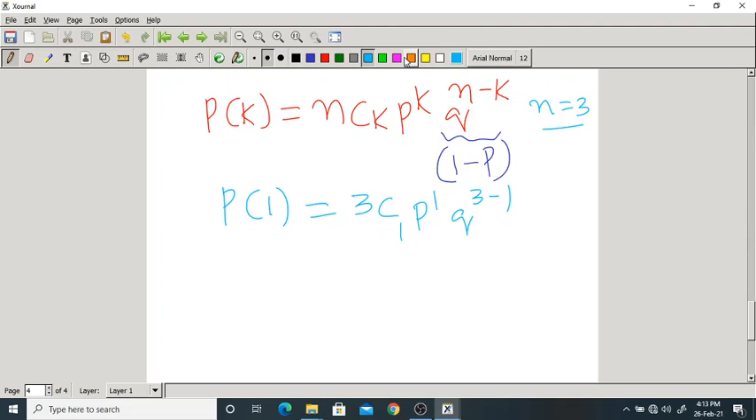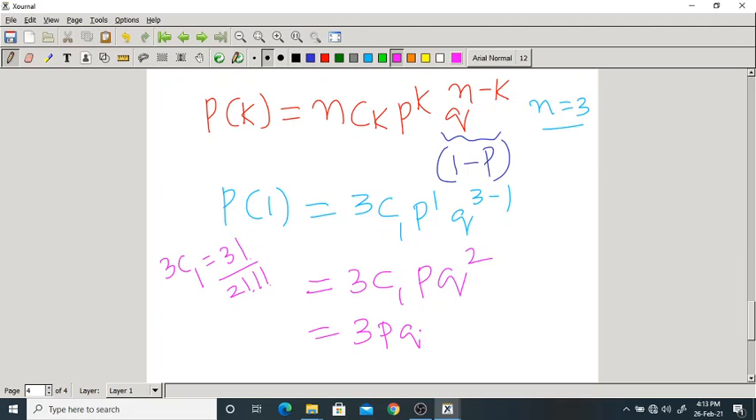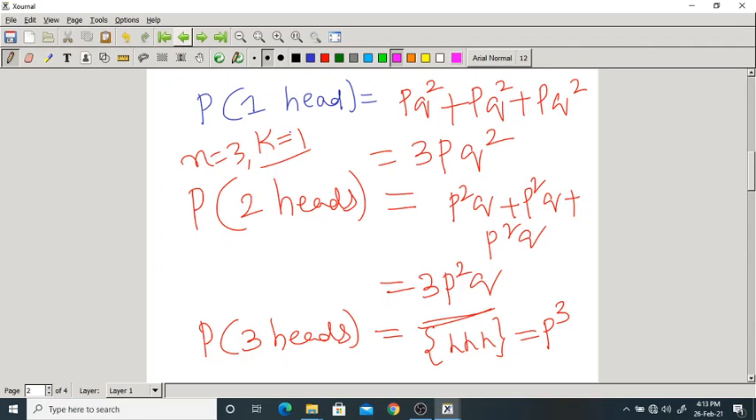What would be the answer? The answer would be 3C1 p into q square. What is 3C1? 3 factorial by 2 factorial into 1 factorial. That is how much? Again 3. 3 into p into q square. So the probability of getting 1 head is 3 into p into q square. Same thing you got.